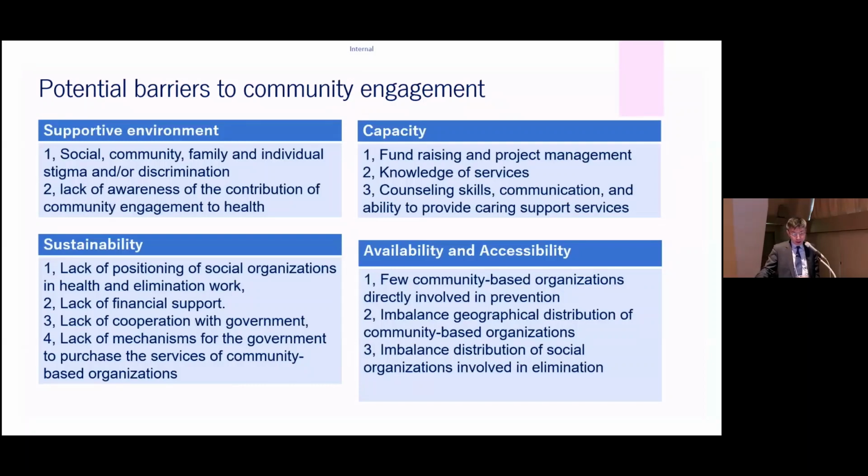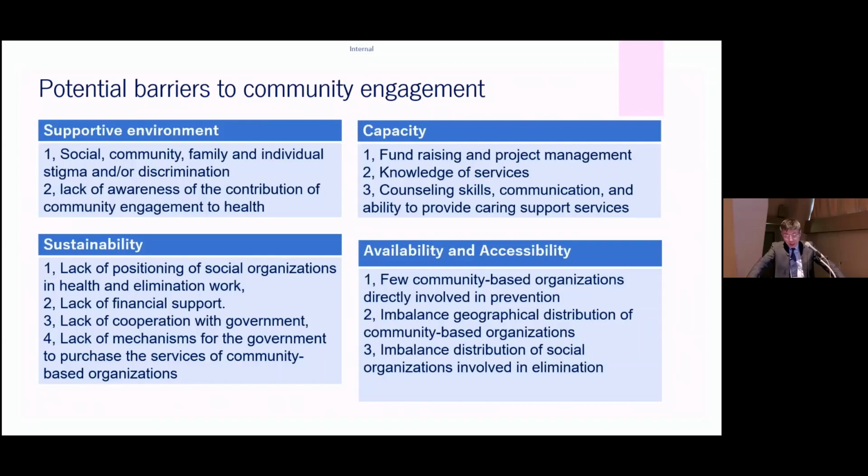We have the barriers. Social, community, and family stigma or discrimination still exist. There is a lack of awareness of the contribution of community engagement to health. Also, sustainability: lack of processing of social organizations in health and elimination work. Lack of financial support and other things. And also the capacity: fundraising and project management, knowledge of service, and also availability and accessibility.